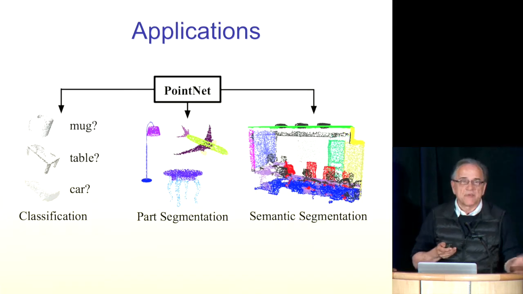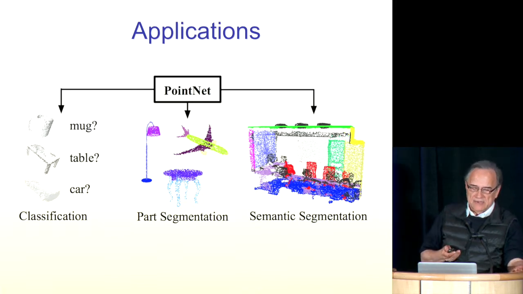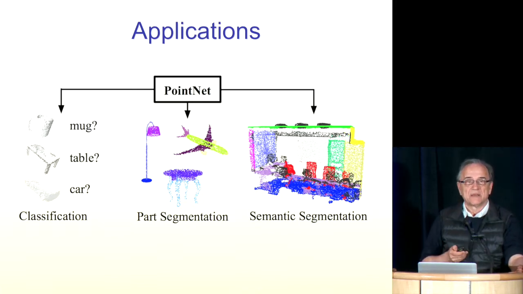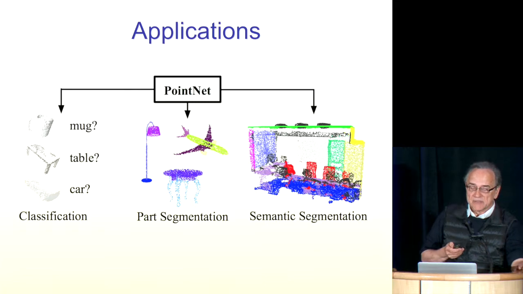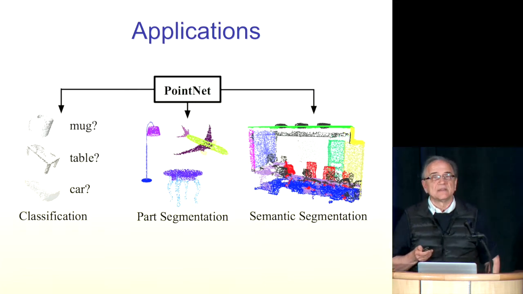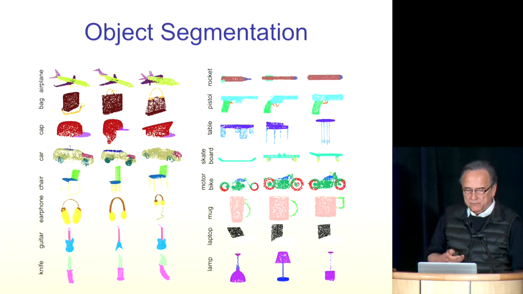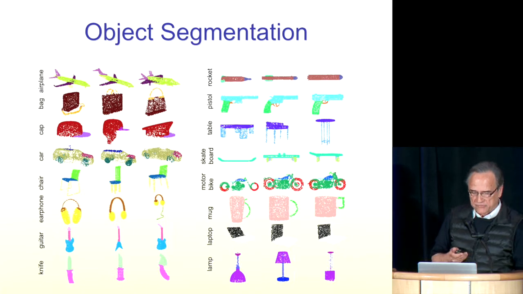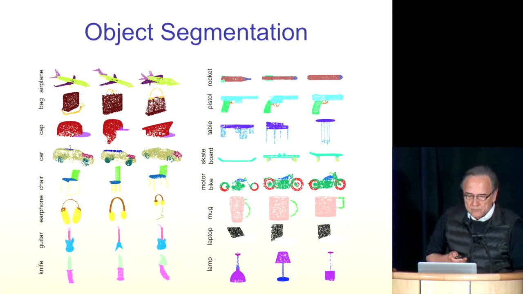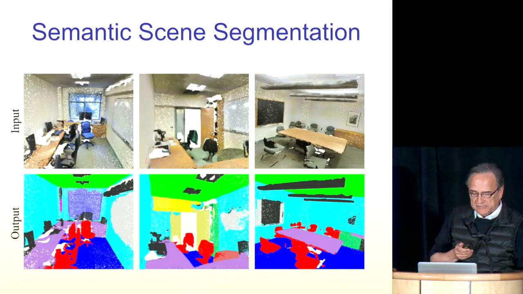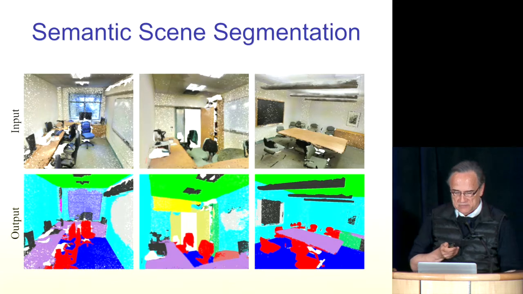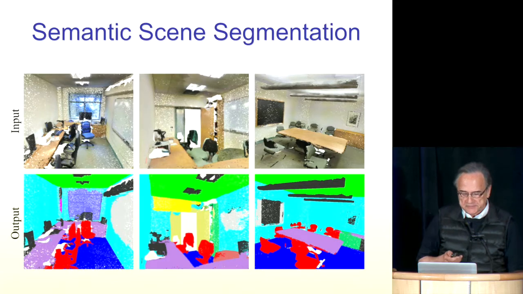And this is what you can do with this. You can take a scan and classify it. You can take a point cloud and partition it into segments, or you can go into a scene and do semantic segmentation. And here's some more examples of the results. And this is semantic scene segmentation. So it captures the different object classes, as you can see.